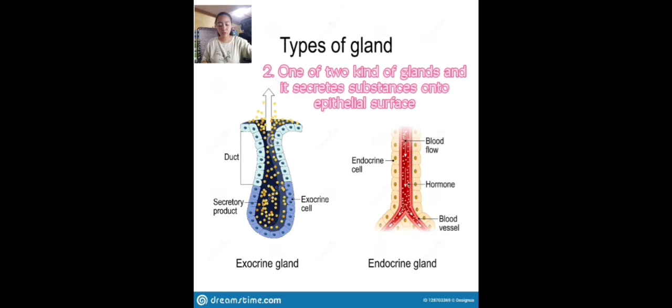The next question that we have is, it is one of two kinds of glands and it secretes substances onto epithelial surfaces. We have to remember that we only have two glands, which are the endocrine gland and the exocrine glands. When we refer to the outside or the surface, it means exo, out. So the answer here would be the exocrine gland.